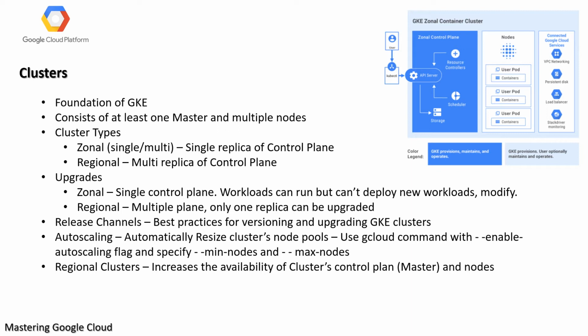Cluster AutoScaler works on a per node pool basis. When you configure a node pool with the cluster AutoScaler, you specify a minimum and maximum size of the node pool. You can use the gcloud command with the enable autoscaling flag and specify min and max nodes. Cluster AutoScaler increases or decreases the size of the node pool automatically based on the resource requests of the pods running on that node pool's nodes.